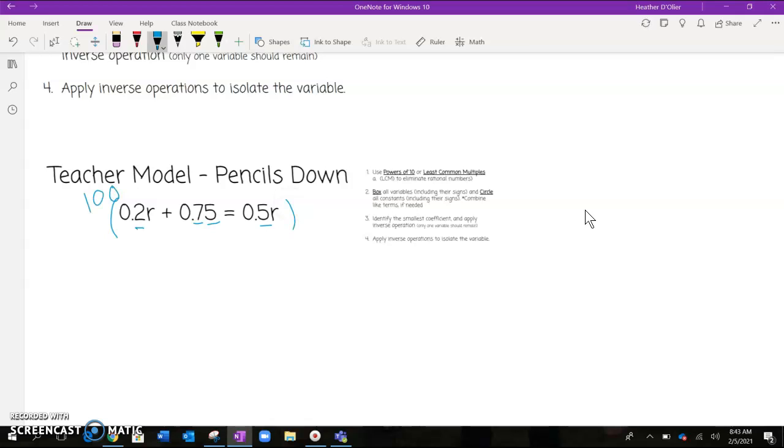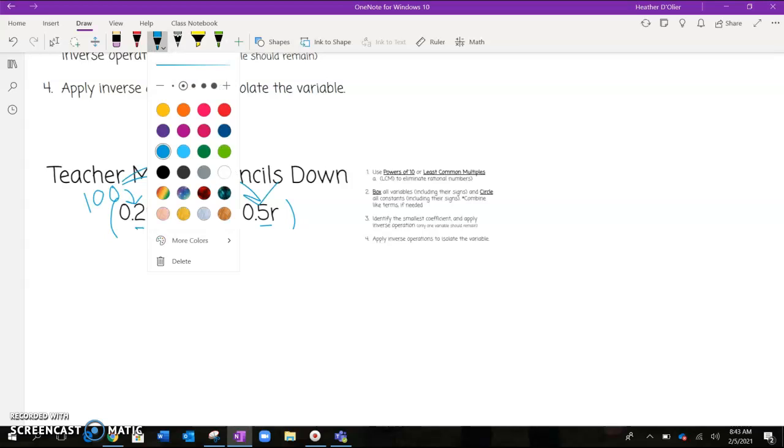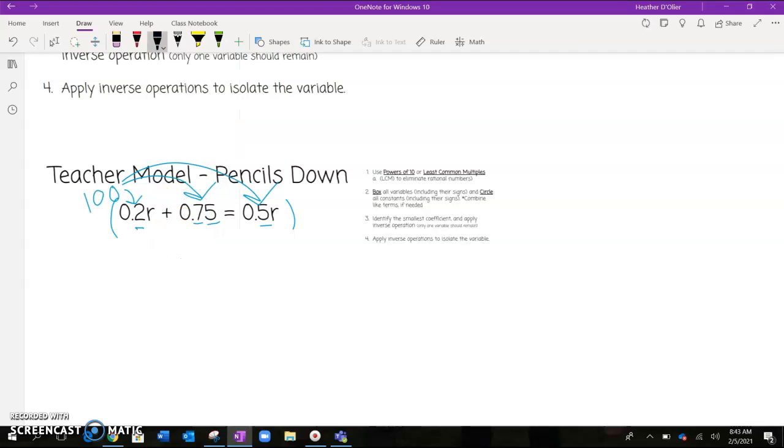So by saying its name, we'll even tell you what number I should multiply by. And we're doing this to eliminate the decimals, eliminate those rational numbers. But when I do it, I need to multiply each number by 100. And I want to be sure to keep my equal sign in the same spot. I don't want to accidentally move something, so I'm going to put that there.